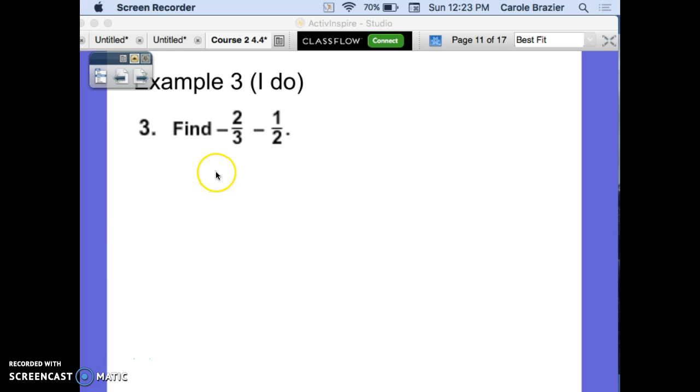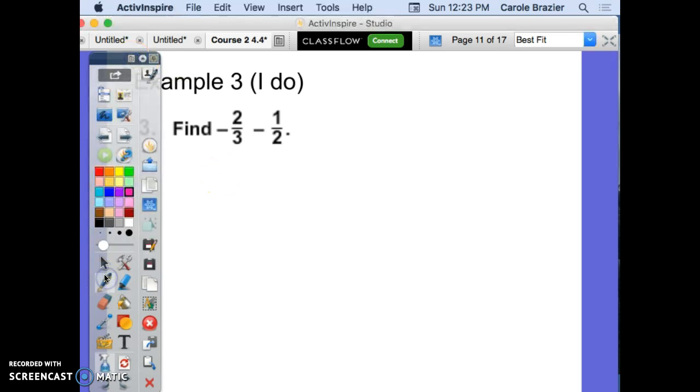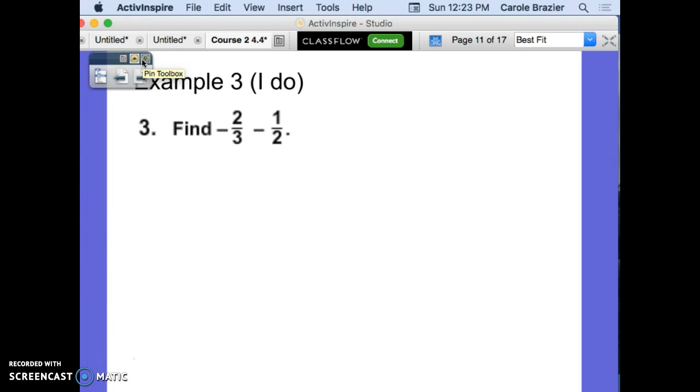So I have negative 2/3 minus 1/2. I still have to find a common denominator. In this case, my common denominator would be 6, so I'm going to make both of these a 6. 3 times 2 gives me 6, so 2 times 2 gives me 4. I'm going to keep it negative, and I'm going to keep my subtraction sign. 2 times 3 is 6, so 1 times 3 is 3.